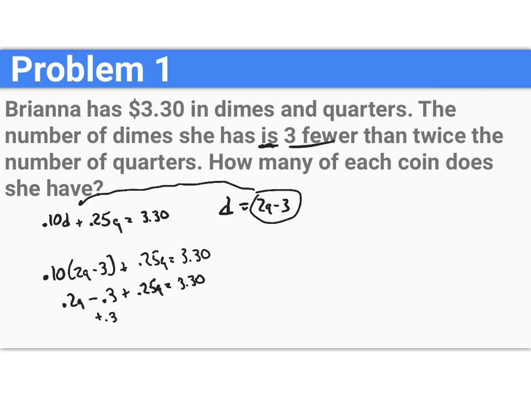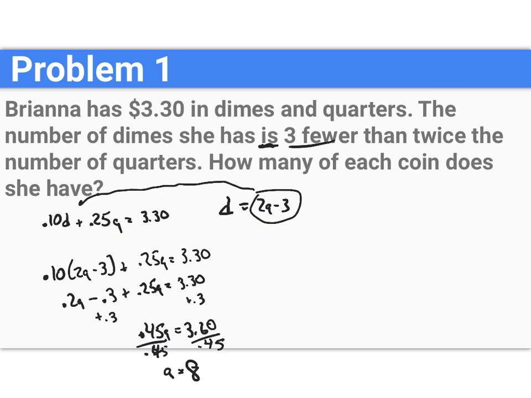Add 0.3. Add 0.3. 0.2q plus 0.25q is 0.45q equals 3.60. Divide both sides by 0.45. Q equals 36 divided by 0.45. If you double 45 up, that's 9. That's 4. 36 divided by 9 is 4. Half of that doubled up is 8. So you got 8 quarters.